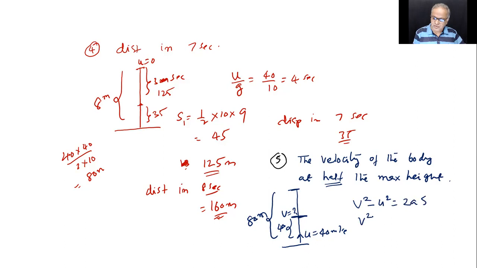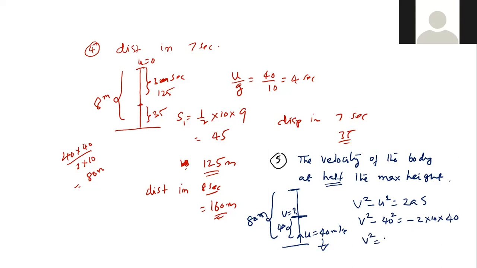We don't know V. U is 40, so U square minus 2 into 10 into 40. Am I correct? Because u is taken positive, g is downwards negative. Don't forget that. Do you follow? So v square equals, tell me, 1600 minus, how much is this? 800.